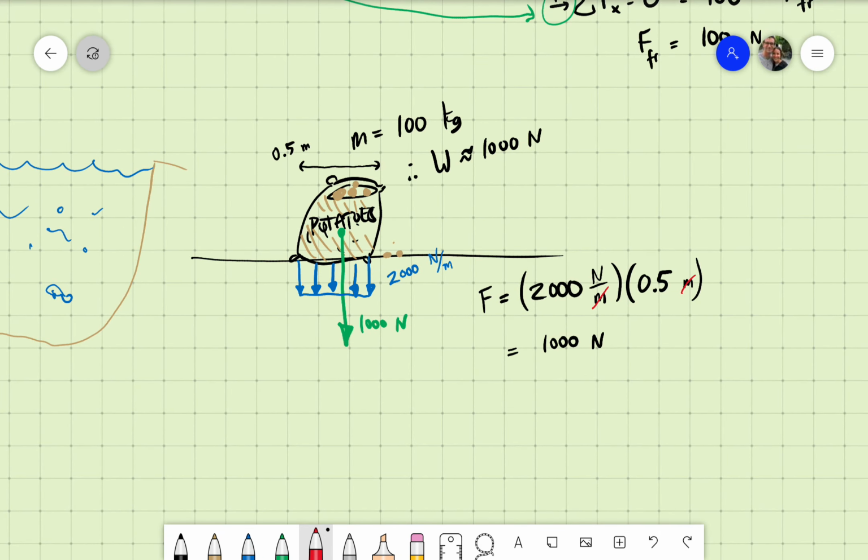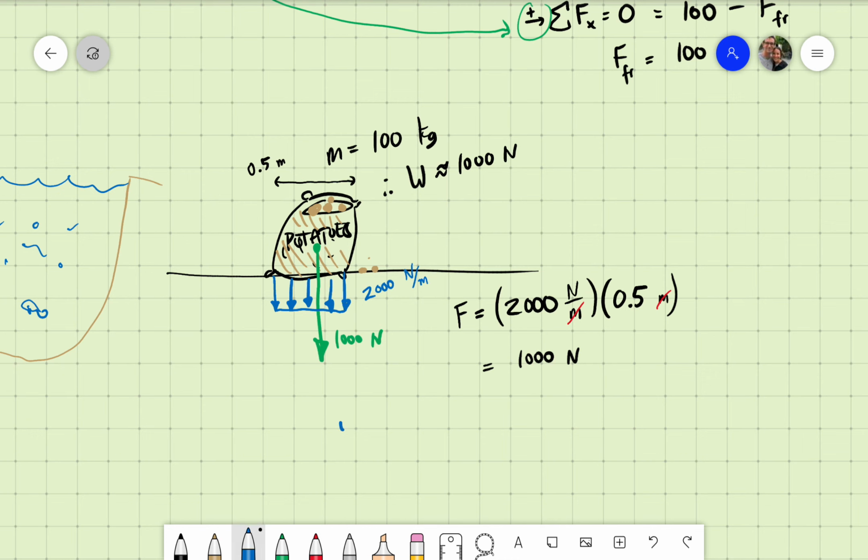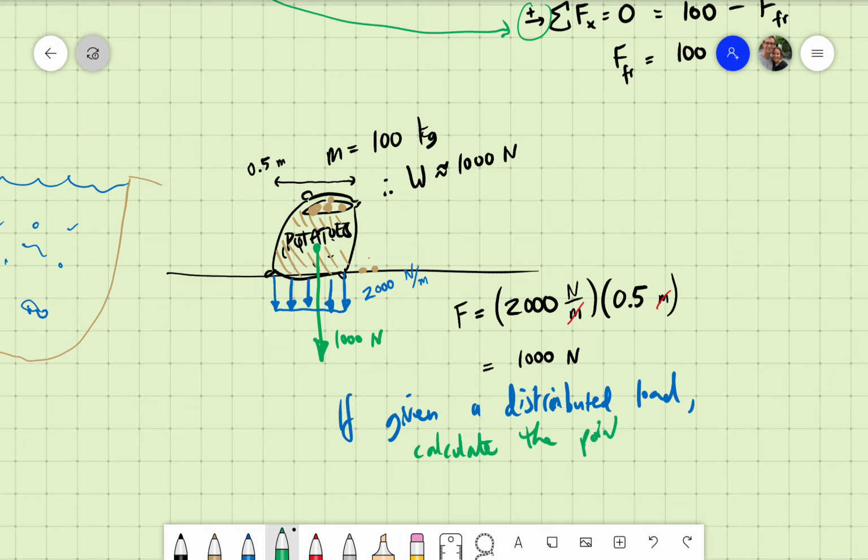Now, it is very possible and acceptable, in fact it's the only practical thing, that if you are given a distributed load up front, like you were on page 171, like let's say that I gave you the blue 2,000 newtons per meter first, what you always do is you calculate the point load, and then you use that. You turn the distributed load into the point load with this little equation I've shown you, and then the point load is much, much easier to actually work with from that point forward, no pun intended.